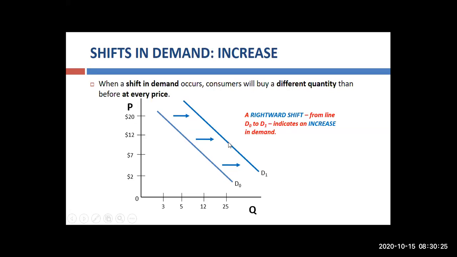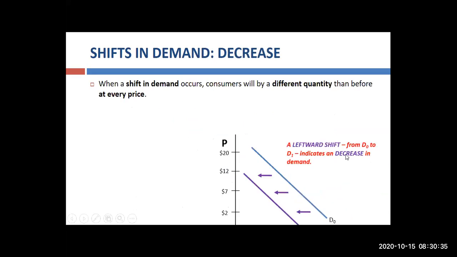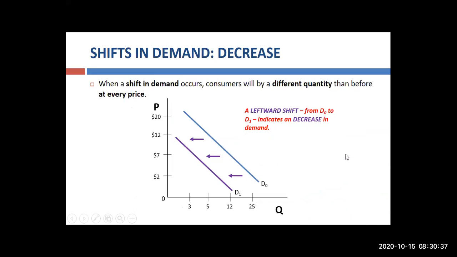Usually in class, when I write it up on the board, we put it in the upper corner: increase equals right. What that means then is decrease equals left. So the demand curve will shift literally to the left. You'll have a complete new demand curve over here. So left is a decrease, right is an increase.